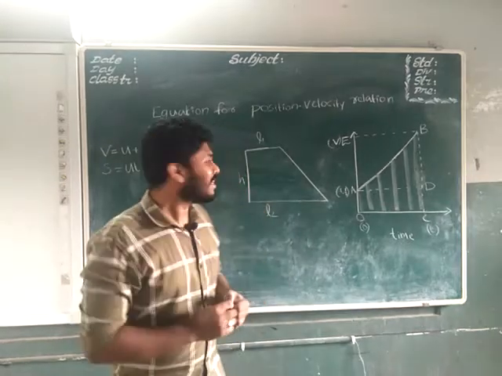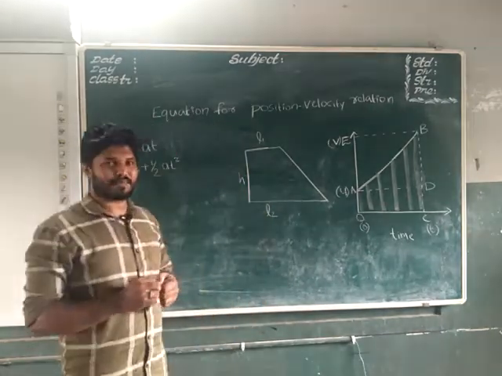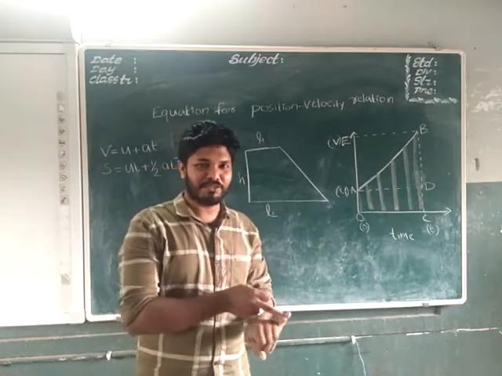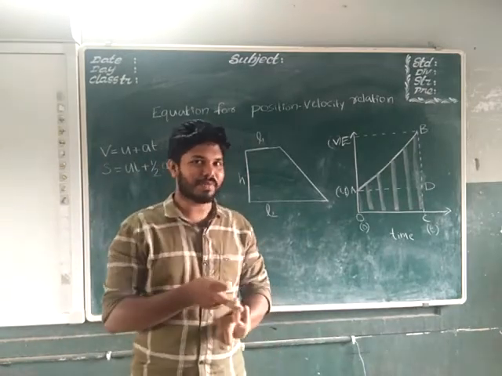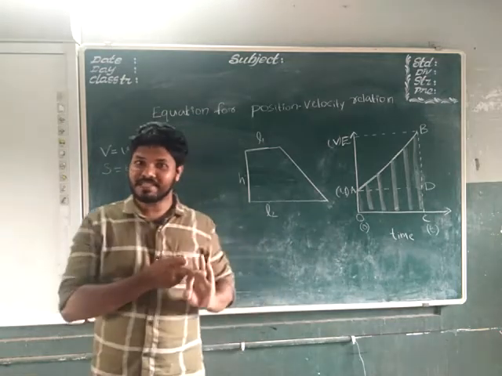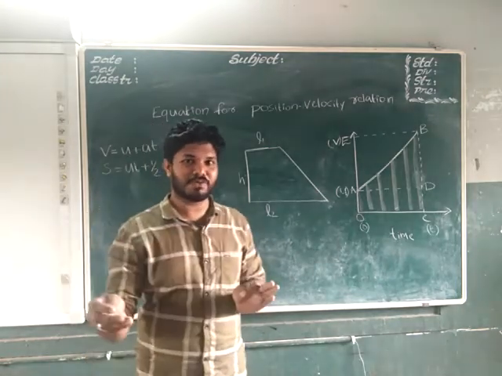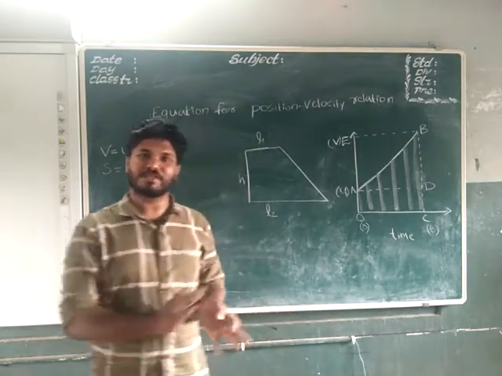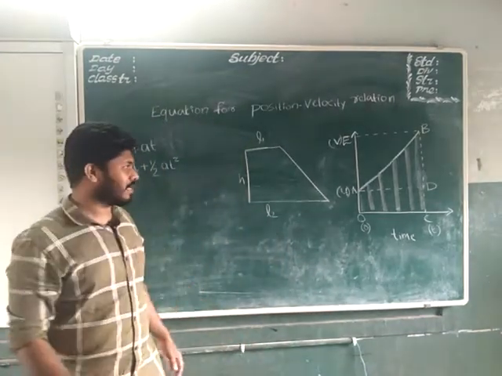Hello. Now we are going to discuss our third equation. We already discussed the two equations of motion: v equal to u plus at, s equal to ut plus half at square. The third equation is v square minus u square equal to 2as. We are going to prove that v square minus u square is equal to 2as.